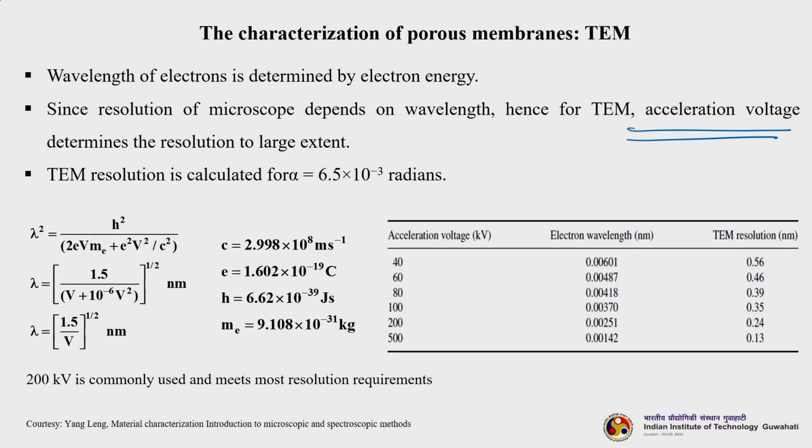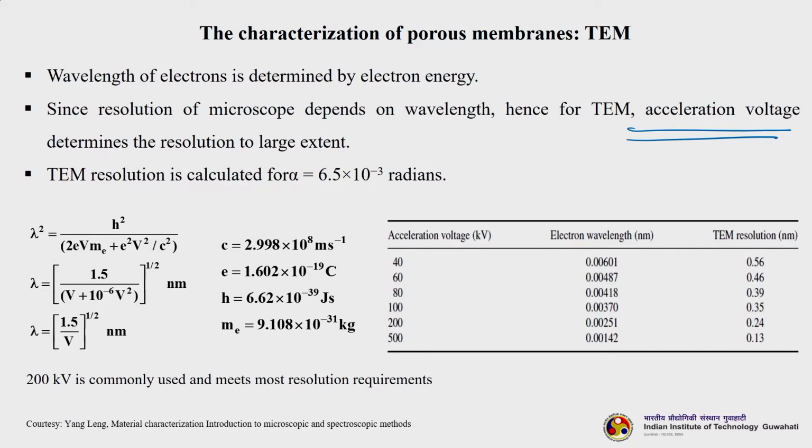So, it is the acceleration voltage which determines the resolution. TEM resolution is calculated for alpha equals 6.5 × 10^-3 radians, so you can use this particular equation. 200 kilovolt is commonly used and meets most resolution requirements. You can see in this table the acceleration voltages, the electron wavelength and the corresponding TEM resolution.